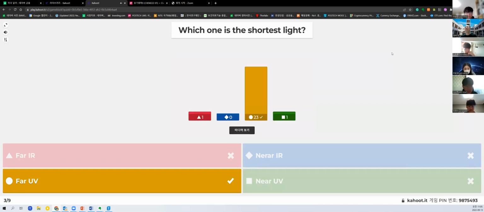Okay, not bad. So the standard is here, visible light. The longer ones are near IR, far IR, right? And this way, near UV, far UV. Far UV is the shortest. Okay, good.